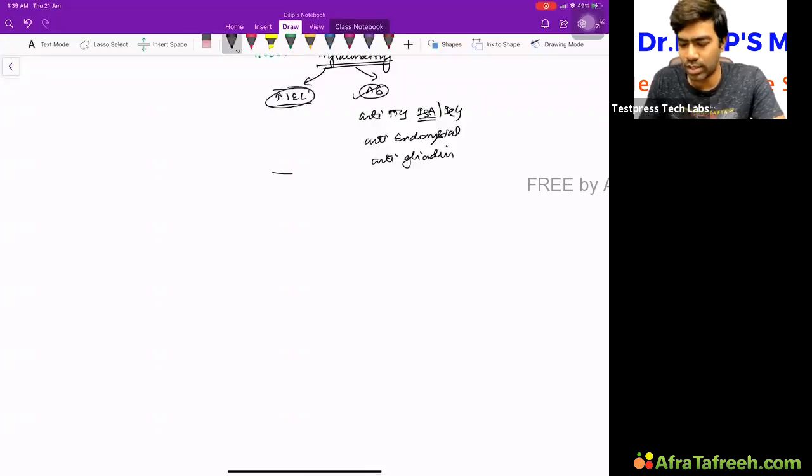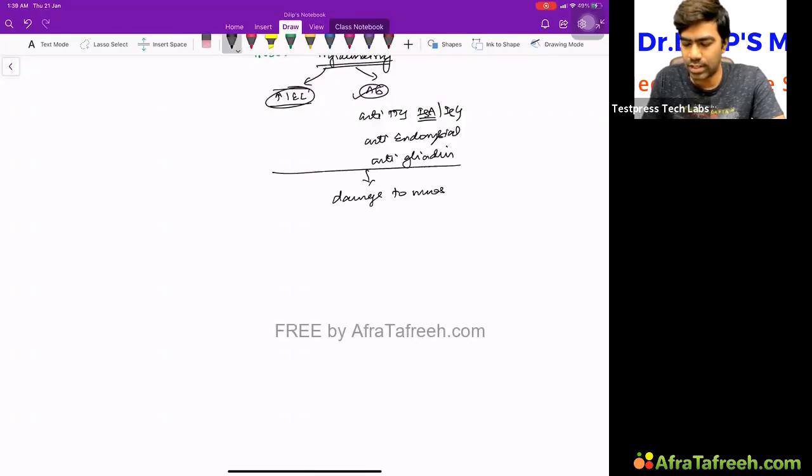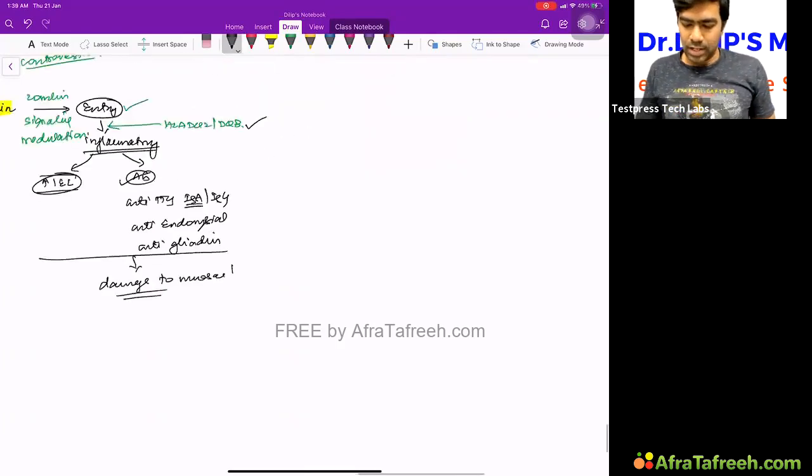And this is going to result in ultimately damage to the mucosa. That's why celiac disease is a disease of mucosal damage. That's what is going to happen. So what are the risk factors for developing celiac disease?